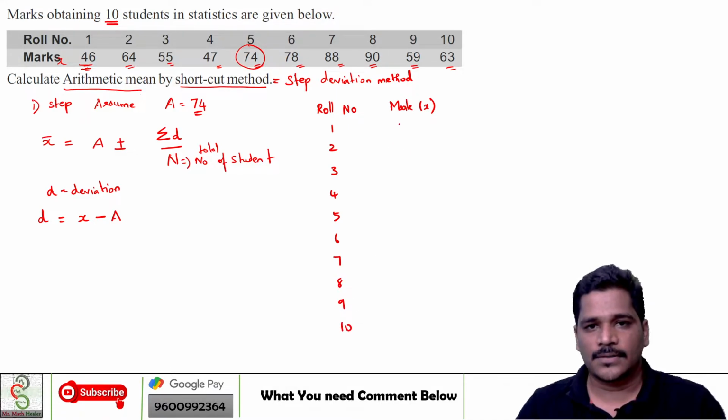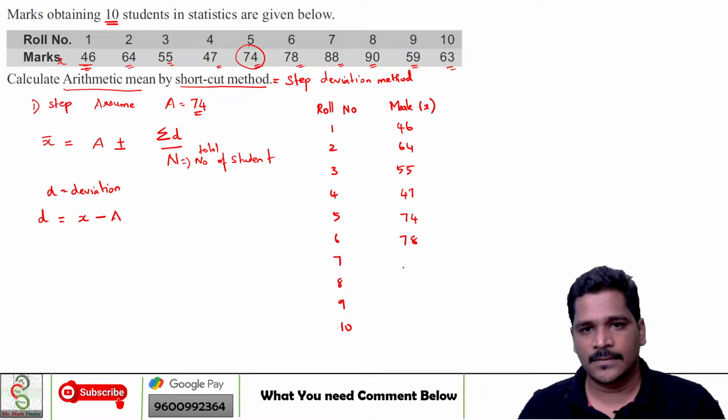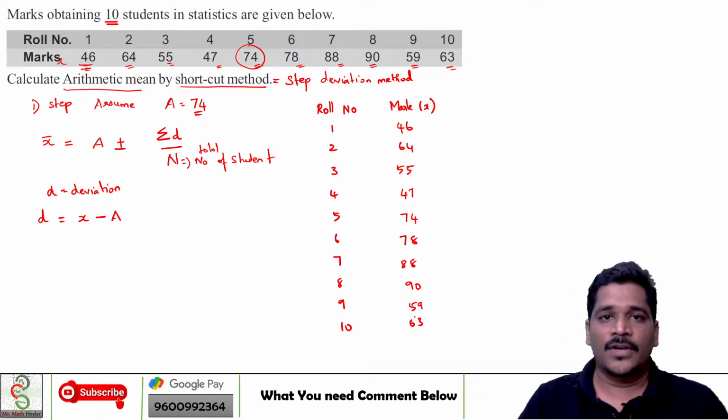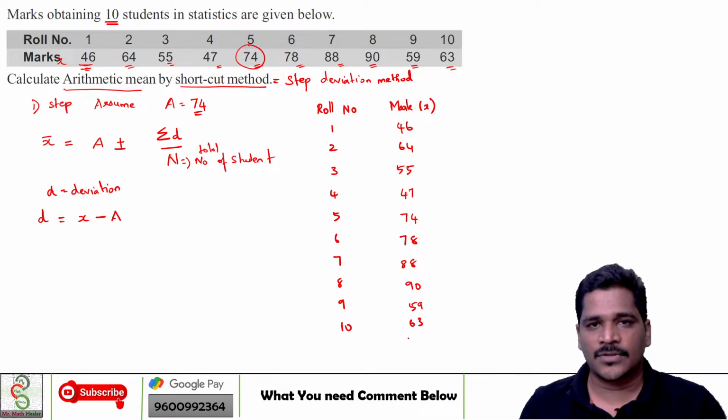What about the marks? It's 46, 64, 55, 47, 74, 78, 88, 90, 59, 63. If it is the direct method, you are going to add up all the marks and get the summation of x, but this is totally different. We are going to find the deviation.